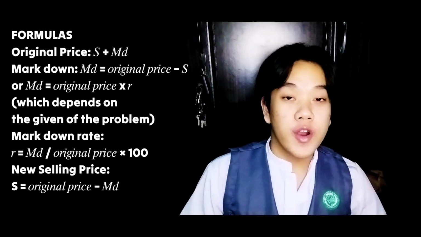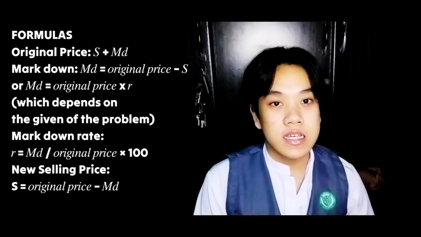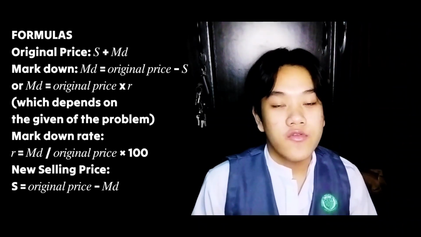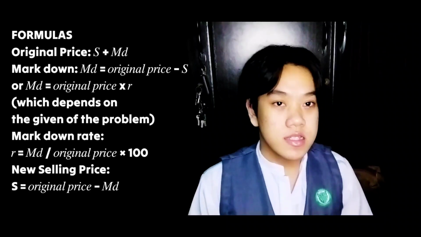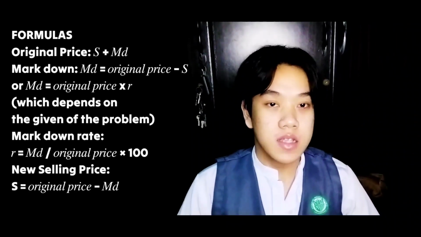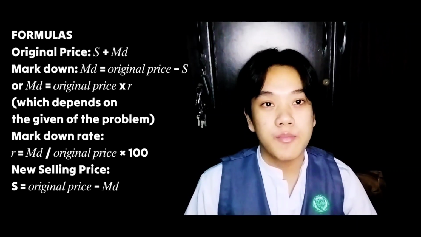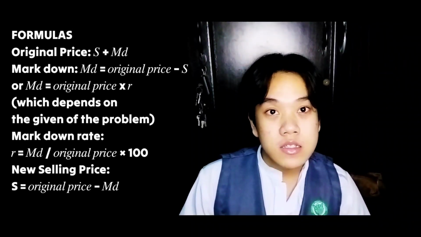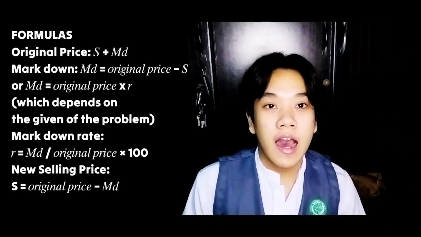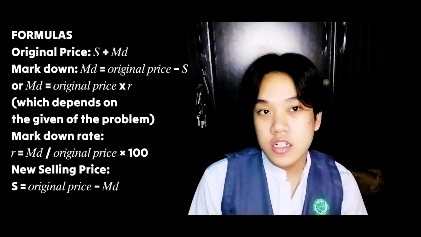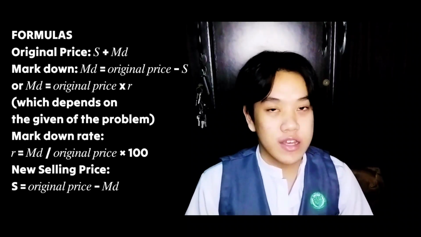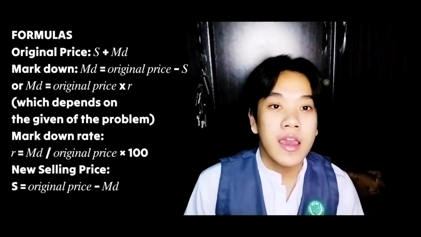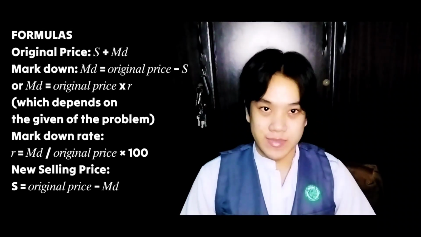So, for our first formula, we have the original price that is S plus MD. And for the markdown, we have original price minus S or original price times R, which depends on the given of the problem kung ang binigay mo sa atin ay ang selling price or ang rate. For the markdown rate, we have MD divided by the original price times 100 since percentage yung kinukuha, at yung sa original price naman ay original price minus MD. Now, let us get into the lesson proper using the examples that I have prepared.